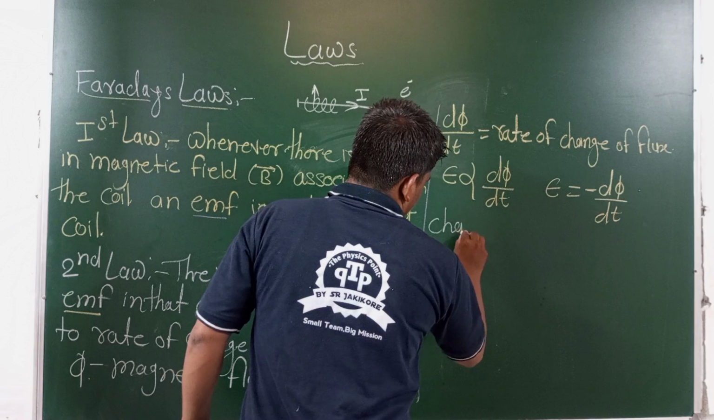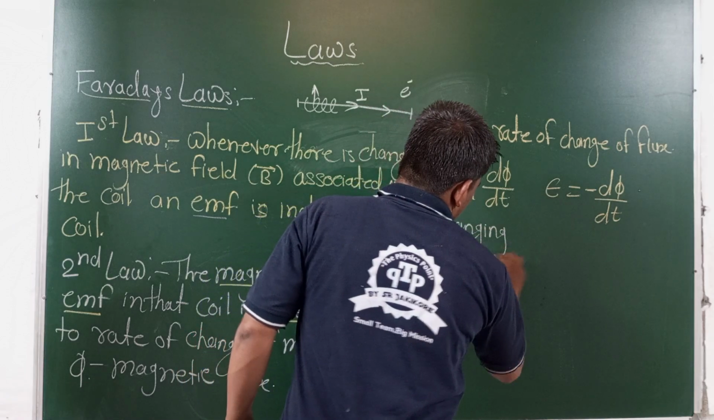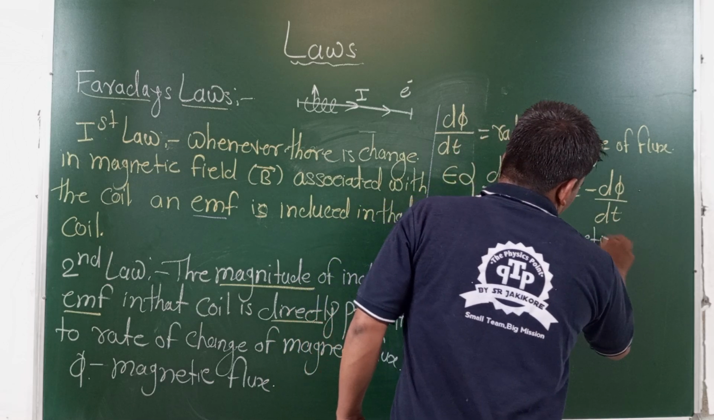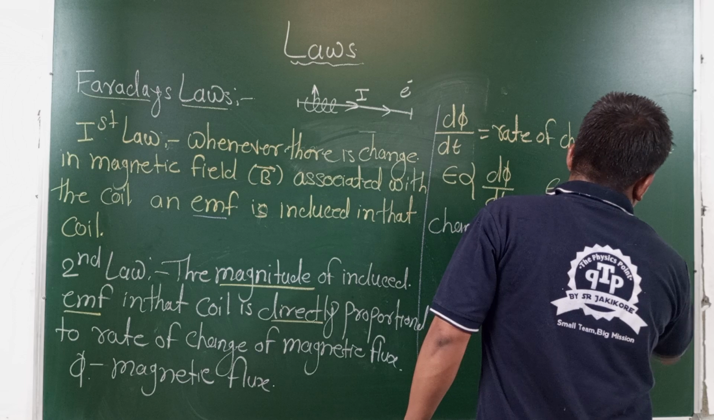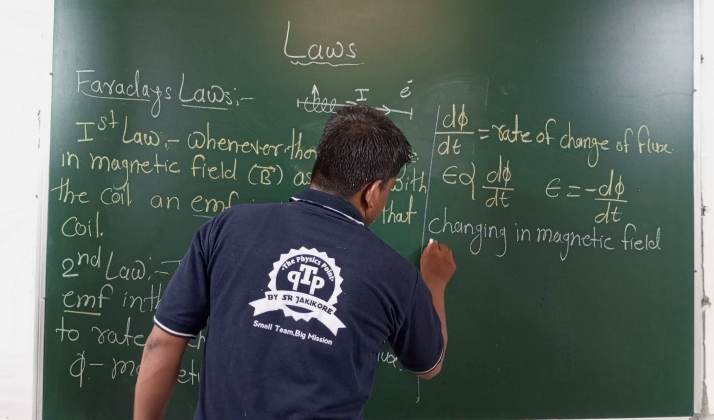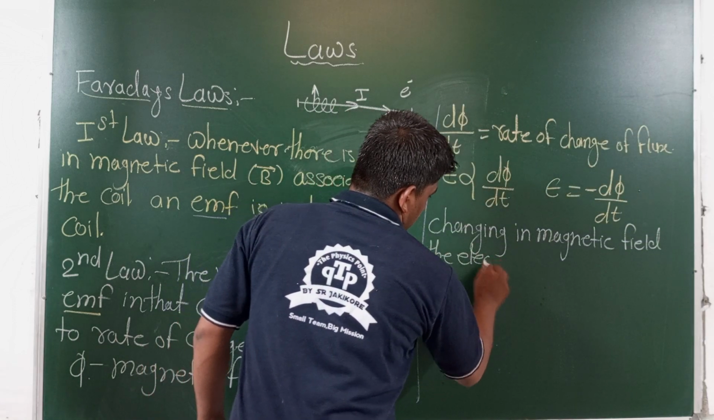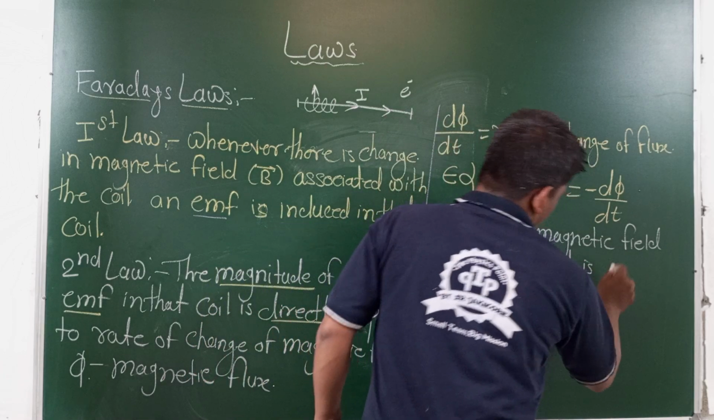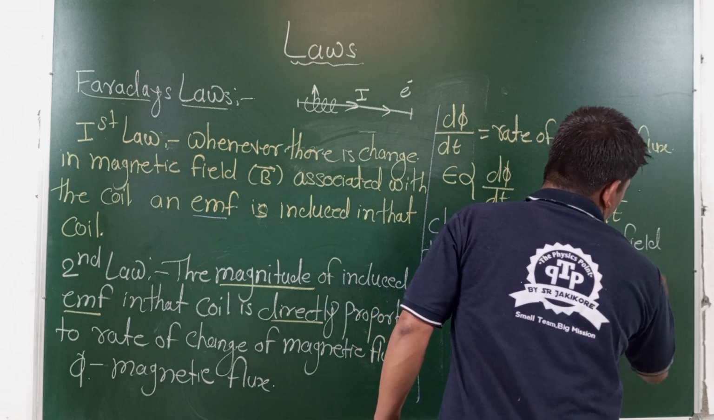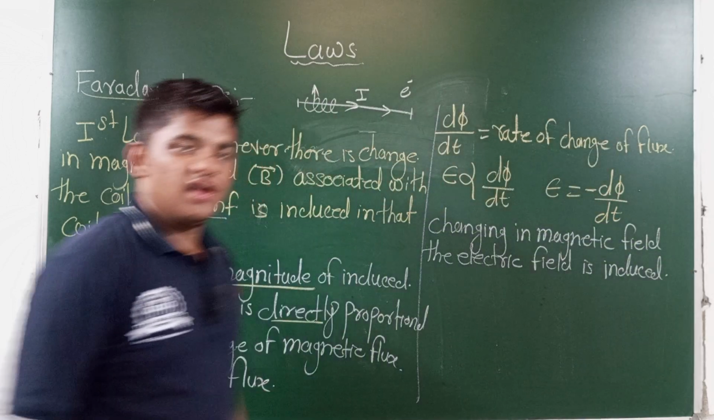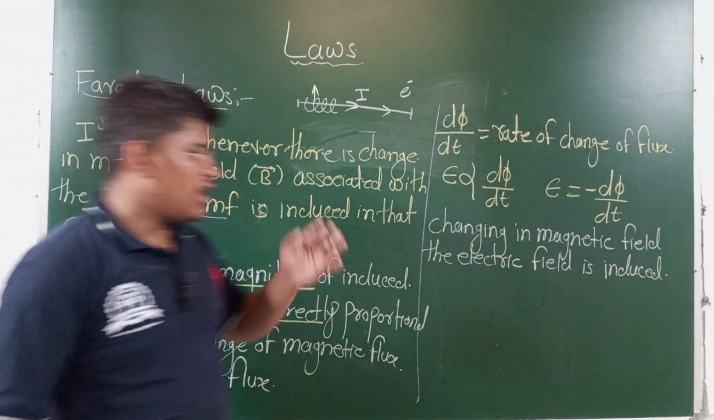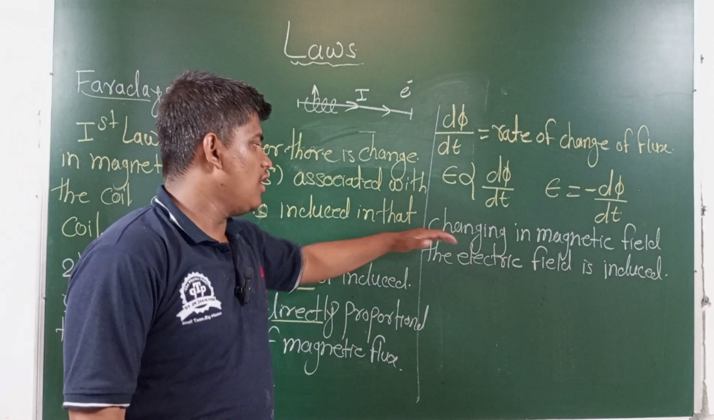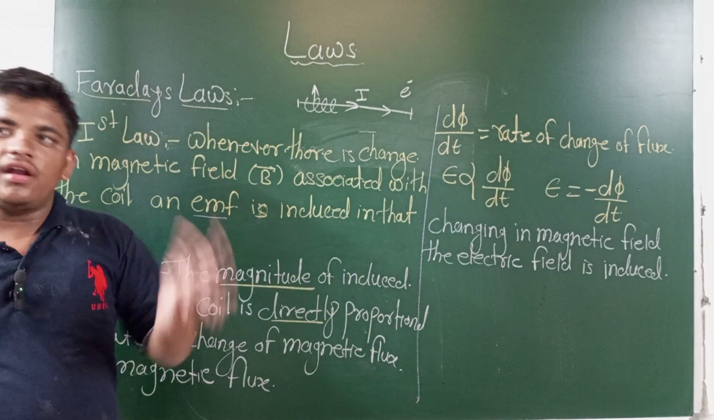Okay. Then a changing magnetic field, the electric field is induced. What is the main difference between the electric field and magnetic field? The main point is directions. The directions of the electric field as well as the magnetic field are different.